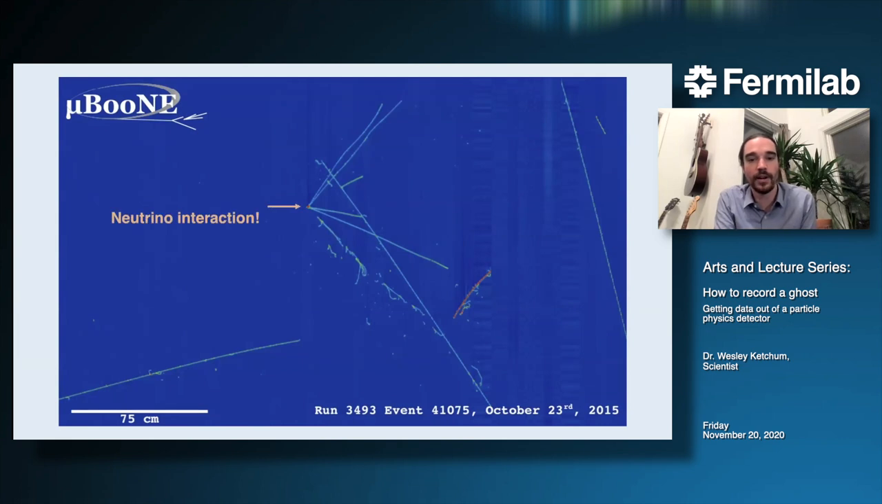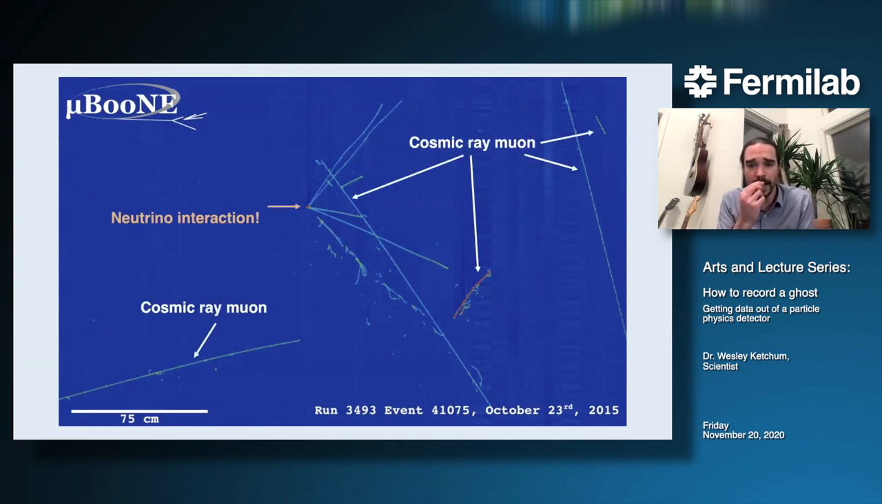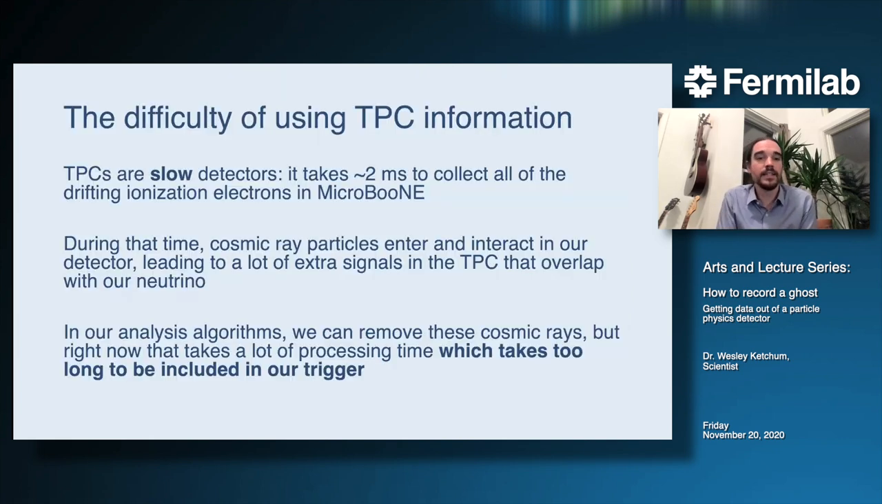We have a nice neutrino interaction, but there's a lot of other interactions in the detector. These are all cosmic ray muons. And these TPCs are a rather slow detector. And in the time that it takes for us to get the signals from a neutrino interaction, there's a lot of cosmic ray particles that can enter and interact in our detector too. They sort of photobomb our neutrino signal.